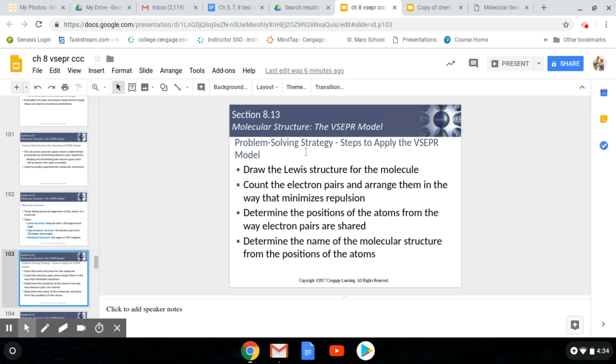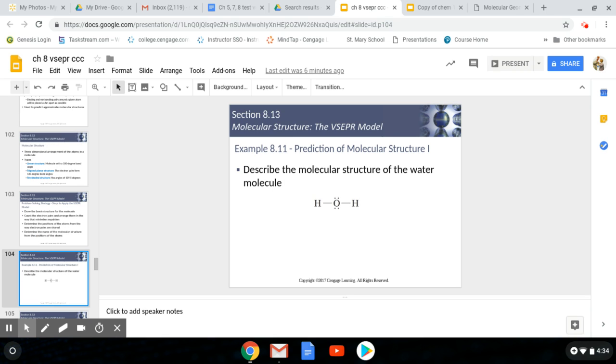So to apply the VESPR model, we're not really taking any new steps. We're just adding a step. So the first thing to do is draw the Lewis structure for the molecule, count the electron pairs and arrange them in a way that minimizes repulsion, determine the positions of the atoms from the way electron pairs are shared, and determine the name of the molecular structure from the positions of the atoms.